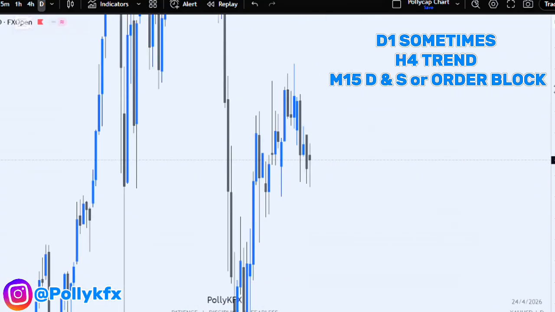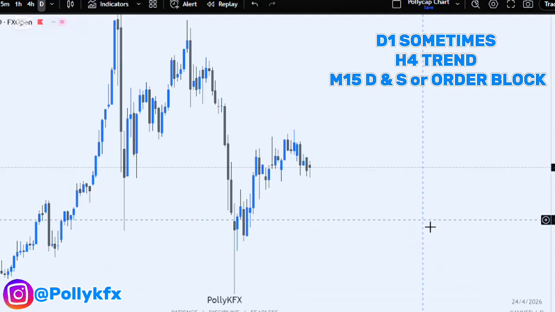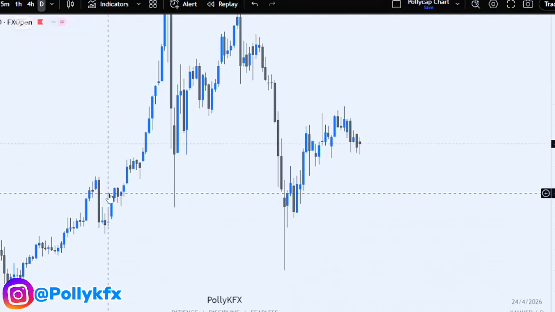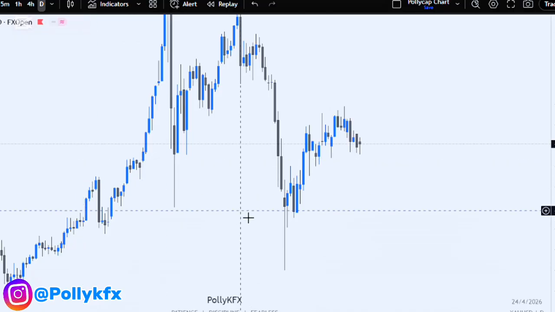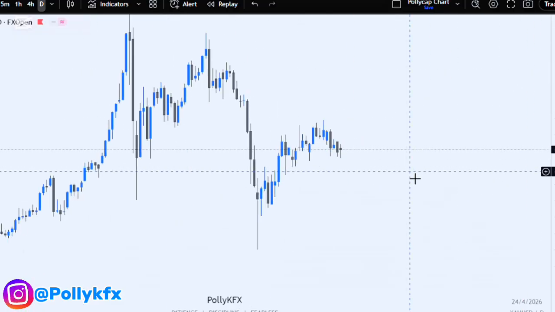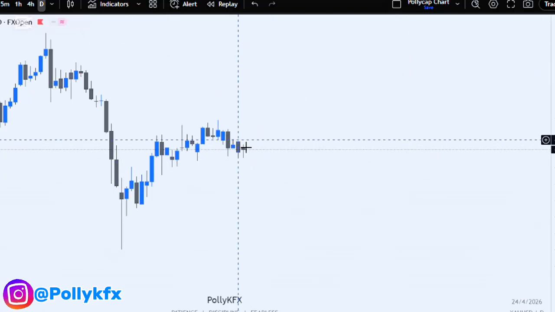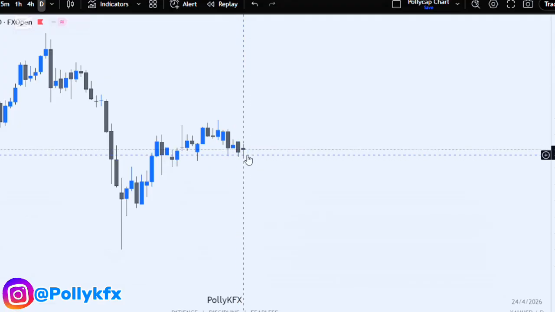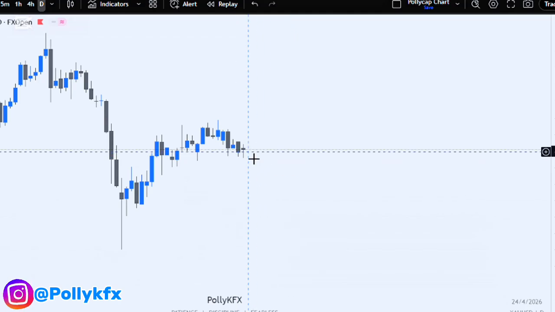So on the daily, I don't do a lot of analysis because I'm an intraday trader, so daily is really too far. All I see on the daily is the previous candle. If you see here, we had this nice candle closing below this bullish candle, and then the Friday candle, market closed also a little bit bearish. Yeah, this is a bearish candle.